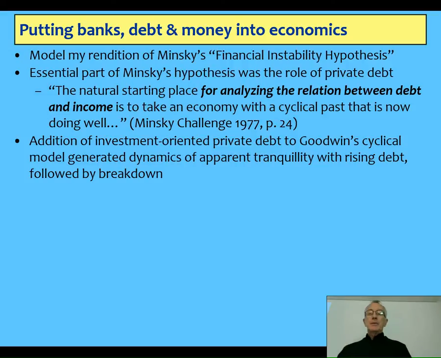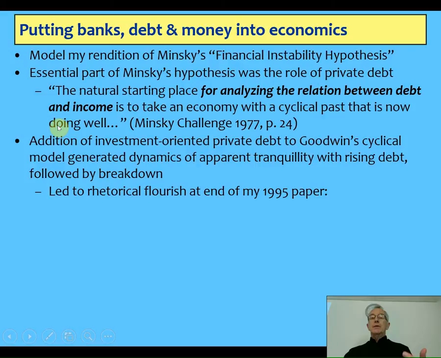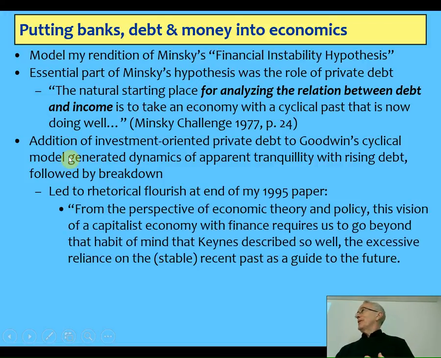So just by simply adding in investment-oriented private debt to that Goodwin model, we got this dynamics which we actually saw in the real world, of rising apparent tranquility followed by a breakdown. Now, when I did that model the first time, it was back in 1992. I think it was about November or so of 1992. And it took 3 years for it to get published. But I ended with what I thought was a nice rhetorical flourish. So I wrote this in pretty much December 1992.